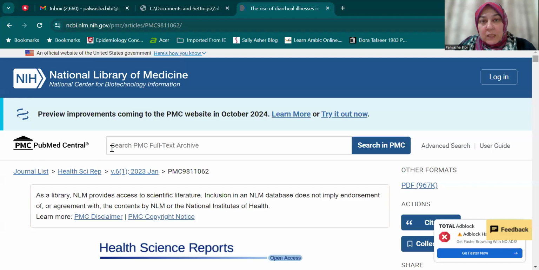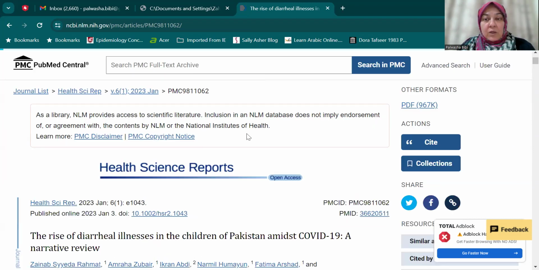And PubMed Central is a separate project that is focused on giving you full text articles. PubMed by itself, if you go only to PubMed, will only give you the abstract, and usually you have to buy the article. PubMed Central is the full text archive. So you have full articles with full information. You can get a PDF of that article.